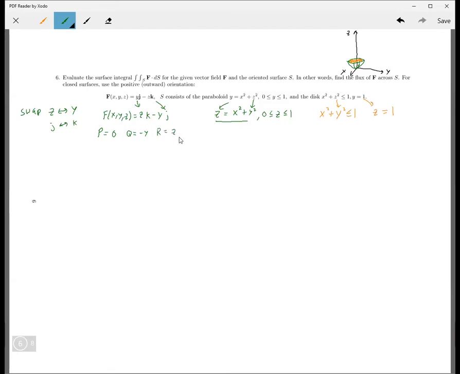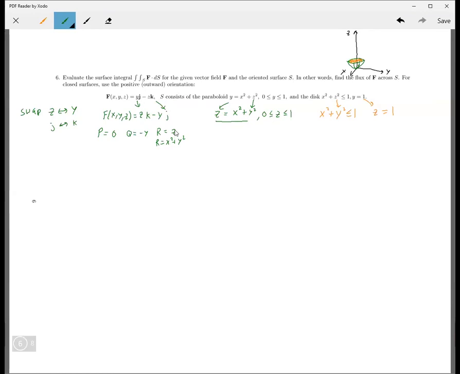But what's going to happen is we're going to eliminate all the z's when we do the integral. So really what you're going to have is x squared plus y squared, this one here. So z is x squared plus y squared. So that's our P, Q, and R. Okay, so that's what we're going to go with there.